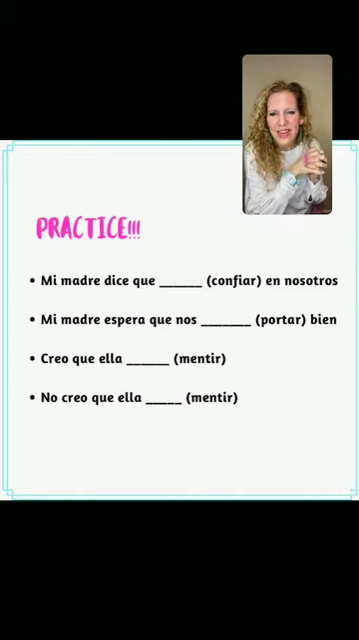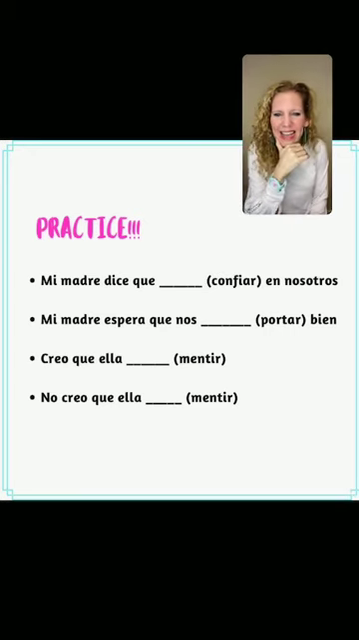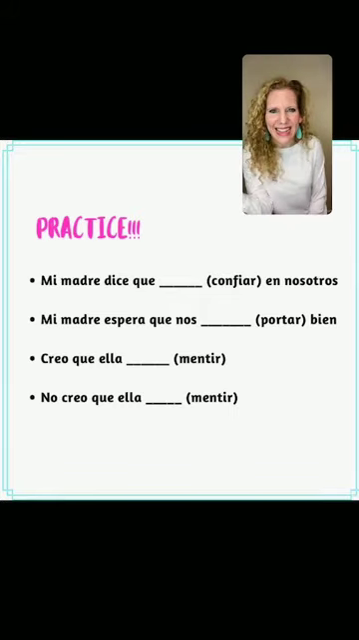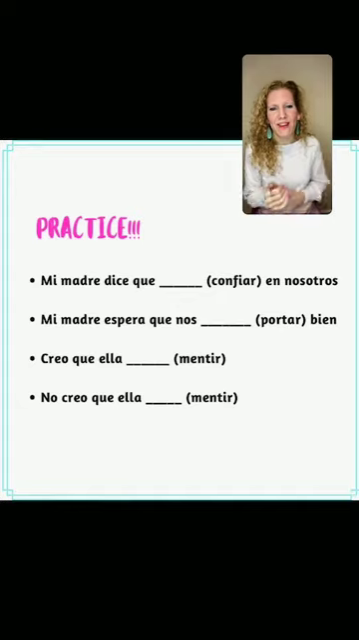It's affirmative, yes. Creo que ella, no, creo que ella miente. ¿Por qué? Because it's the verb opinion in affirmative, okay? So we have to say, that's it. Creo que ella miente. Muy bien.